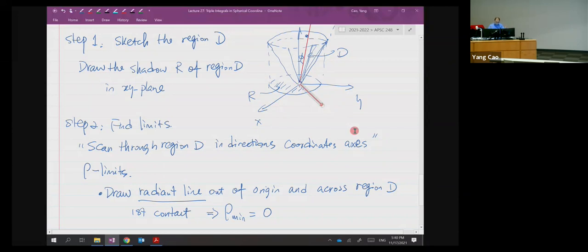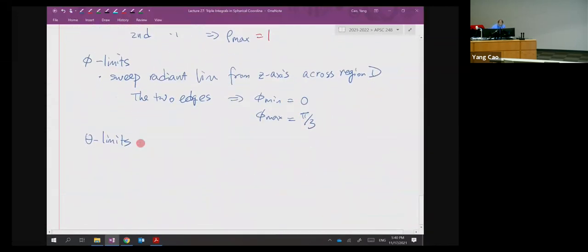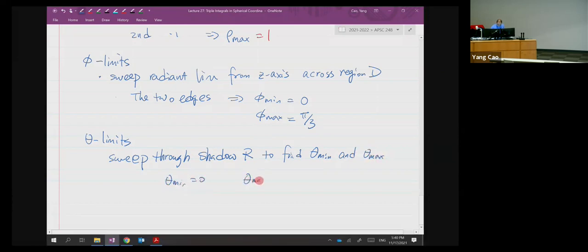But in this case, region R is basically the whole circular area in the XY plane. So apparently your theta goes from 0 to 2 pi. Right? So that's your theta limits. So sweep through shadow R to find theta min and theta max. In this case, theta min is 0 and theta max is 2 pi.